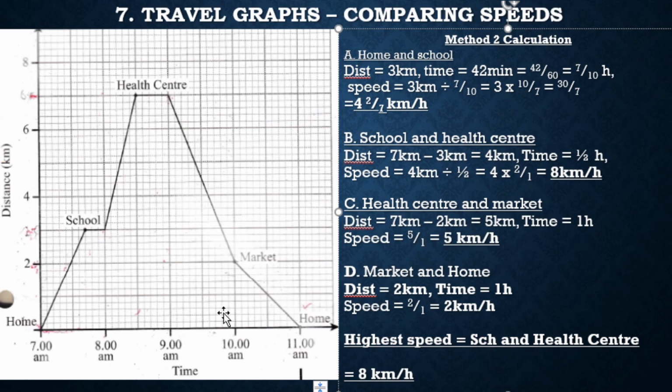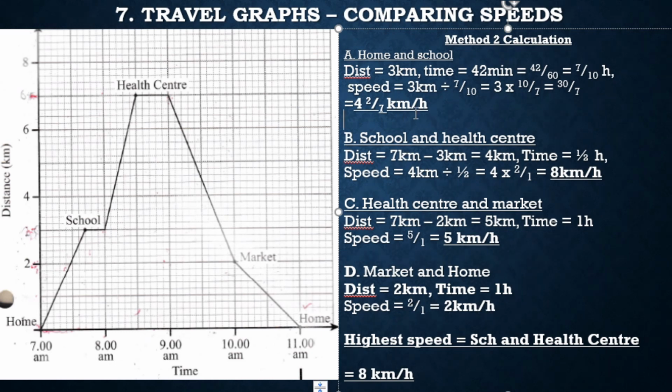The last one is market to home. Market is 2 kilometers, home is 0 kilometers. So that tells you that the person covered 2 kilometers. The time is 1 hour from 10 to 11. So we divide 2 by 1 to get 2 kilometers per hour.